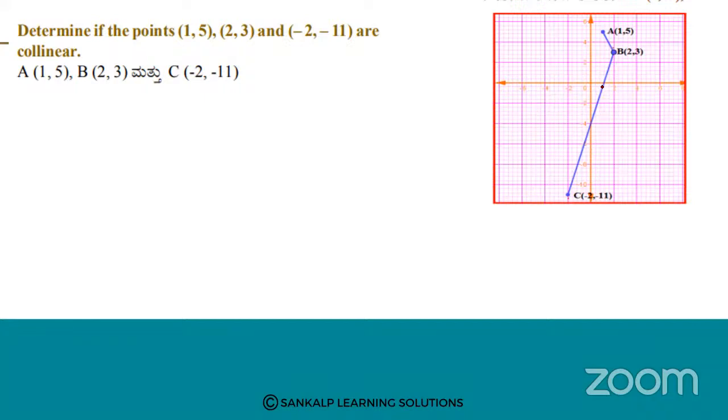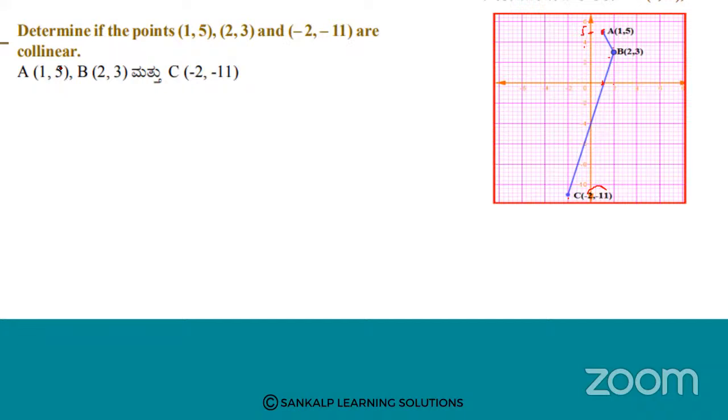A is (1, 5). 1 is here. 5 will come between 6 and 4. This is (1, 5) and (2, 3). This is point B, and C is (-2, -11). So -11 will come here. That means, whether the following points are collinear or not, we have to find out.